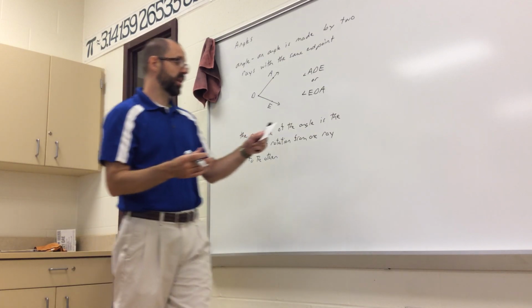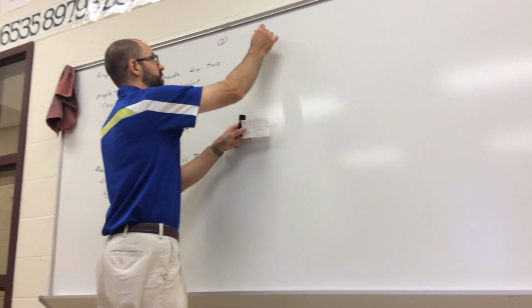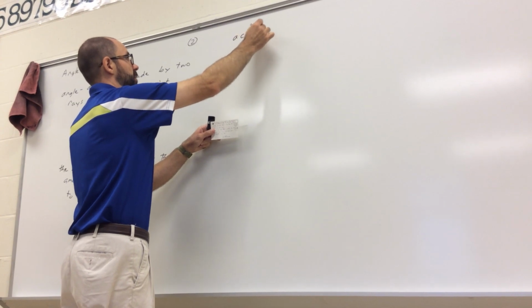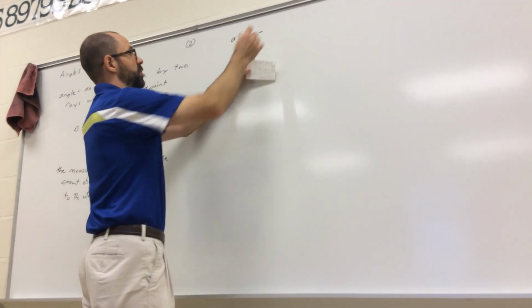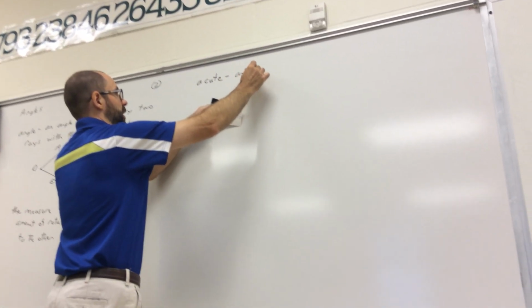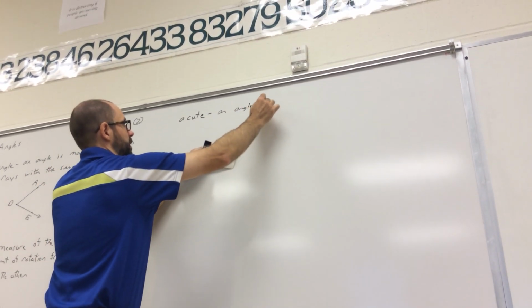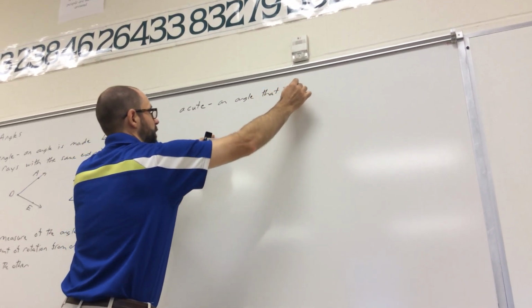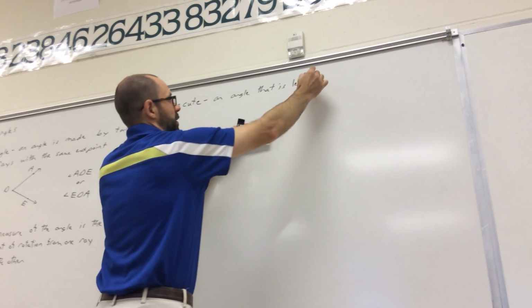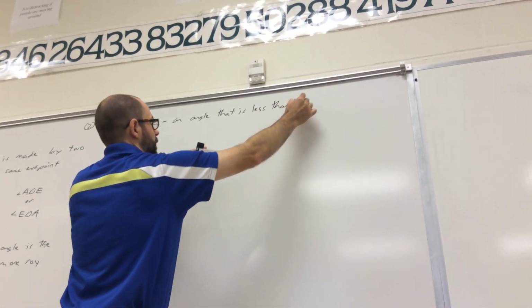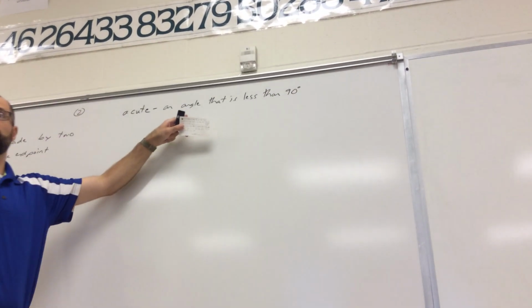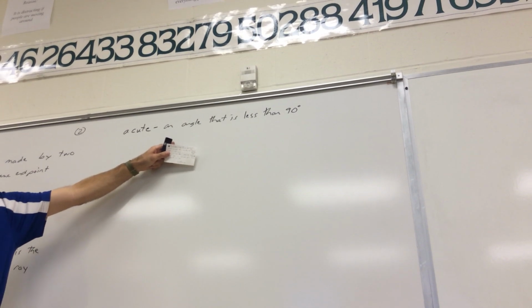Okay, then there are different types of angles. One of them is called acute, and an acute angle is an angle that is less than 90. You've probably heard that word before, but we're just making sure. So an acute angle is an angle that is less than 90.